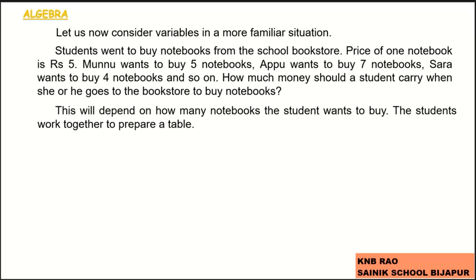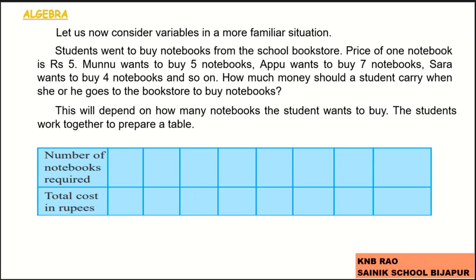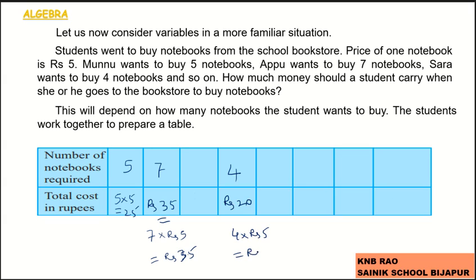Children, it is very simple that this will depend on how many notebooks the student wants to buy, and we work together to prepare a table of number of notebooks required and the cost. Suppose I want to buy 5 notebooks, I need to carry the total cost, because one notebook is 5 rupees and 5 notebooks is 5 fives, 25 rupees. And suppose Appu wants to buy 7, he is supposed to carry rupees 35. How has this 35 come? It is just the number of notebooks into the cost of one notebook, 5, that gives the total cost. Suppose Sara wants to buy 4 notebooks, that means she is supposed to carry rupees 20, as 4 into rupees 5 gives rupees 20.